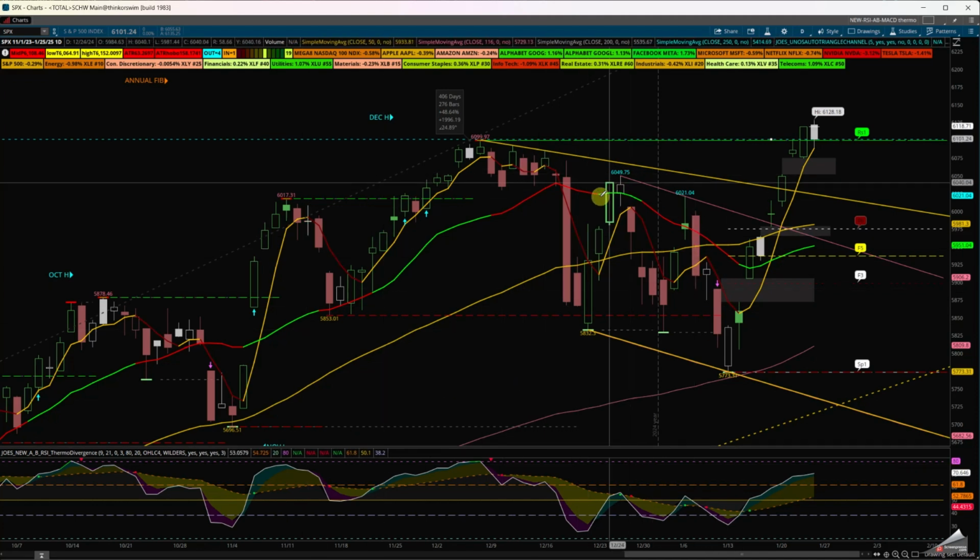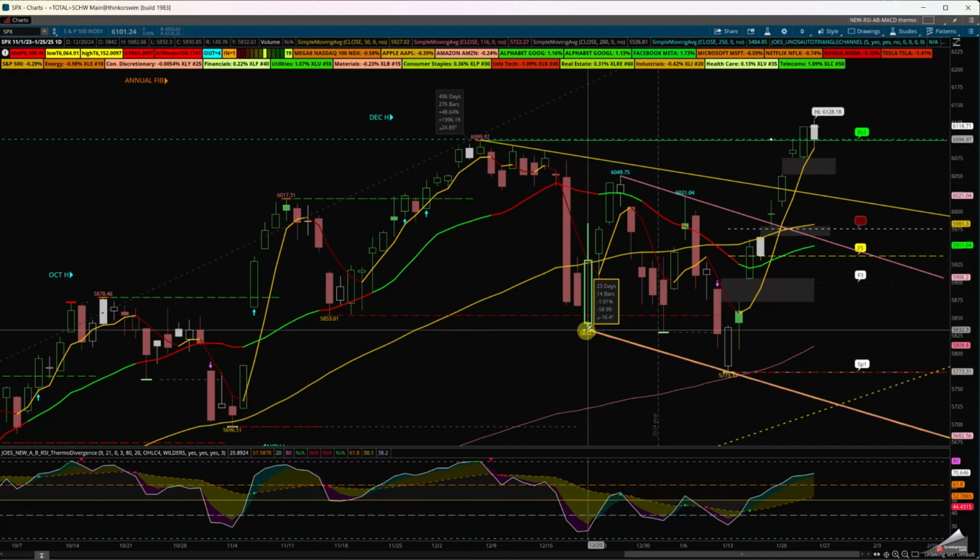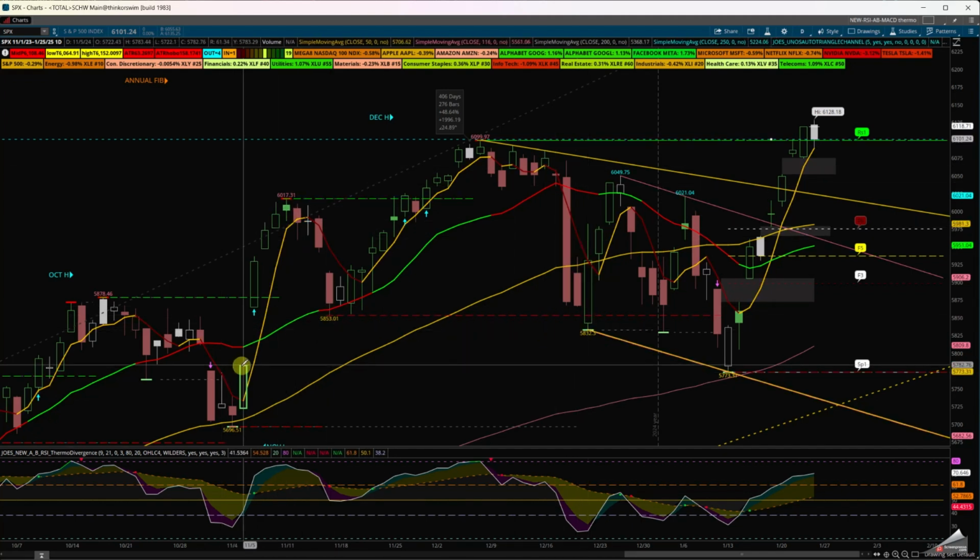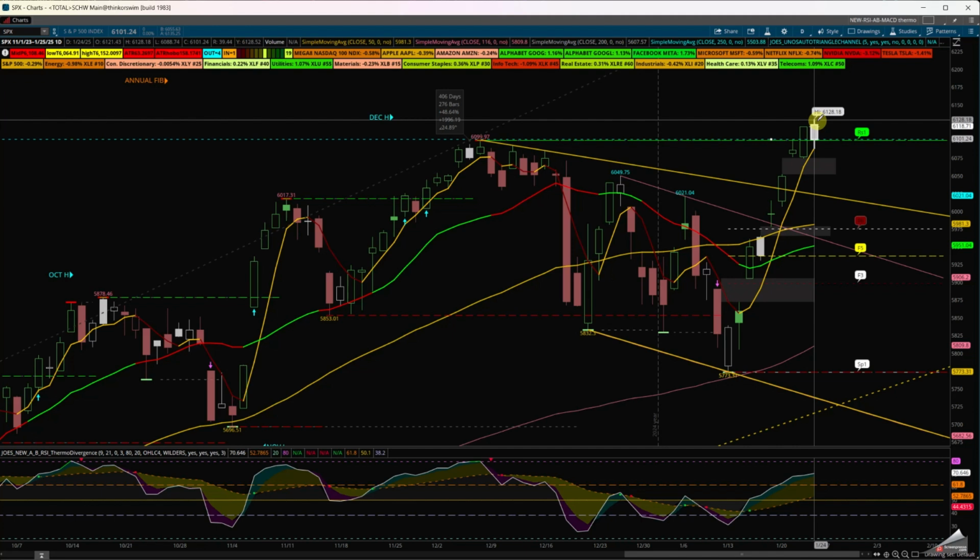When we were zigzagging back and forth in that linear regression, you can see that this large gap here and this one here were tested in a portion. On this move down here, we filled 100% of this gap and rallied higher in the SPX. So we're going to look at the different sectors in the S&P and trade what we see.